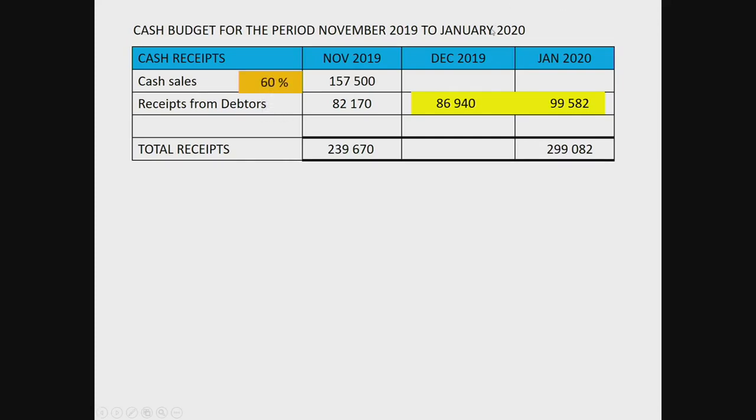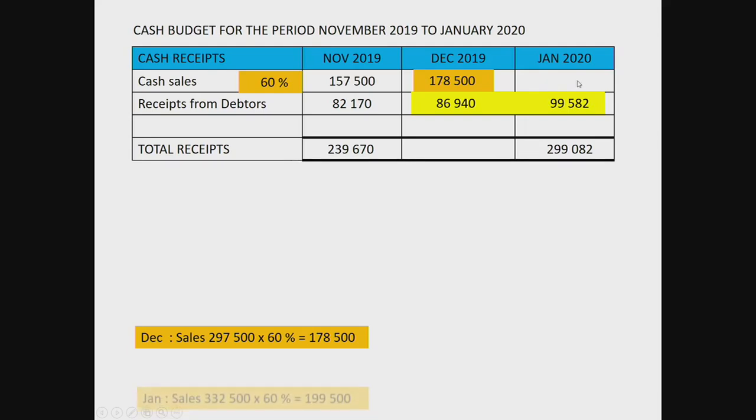Then the next item, because earlier they said cash sales is 60%. So I need to calculate the cash sales for December and for January. Remember, they gave me the sales of 297,500, and it says 60% is cash, so I just multiply that and place it in the budget for that particular month. The 40% went to the debtors collection, and when we completed the debtors collection, we got those figures over there.